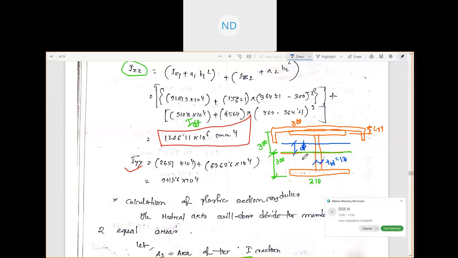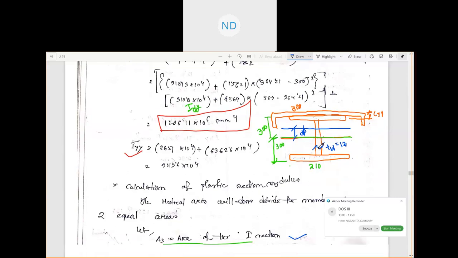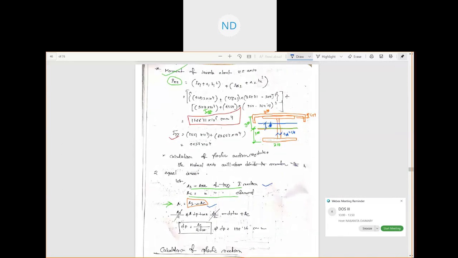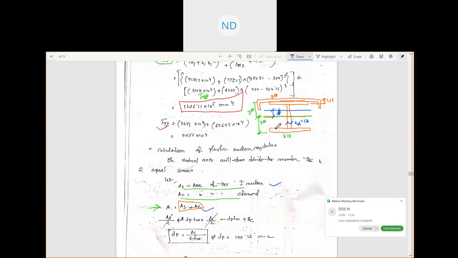So below this, the bottom portion will be AS by 2, where AS was the area of the I section, plus dp into tw, the area of this portion, where the thickness is tw. That is equal to the top portion. So your top portion will be how much? AS by 2 minus dp into tw.